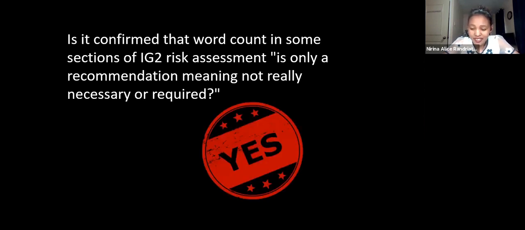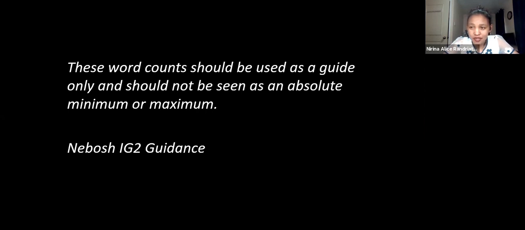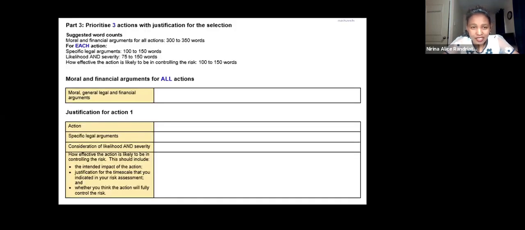Where can we find this? In the NEBOSH IG2 guidance. It says that the word counts should be used as a guide only and should not be seen as an absolute minimum or maximum. So yes, you can exceed, it's just a guide. It's not a requirement. Where can we find the word count? For each section, you will see a recommendation. For example, here in part 3, it says specific legal requirement 100 to 150 words.